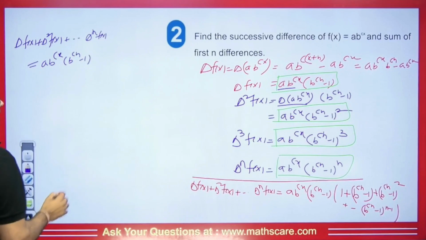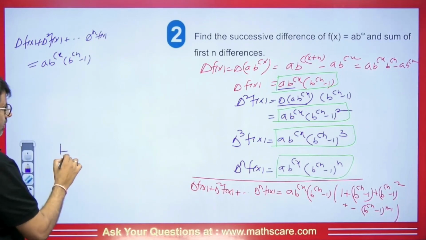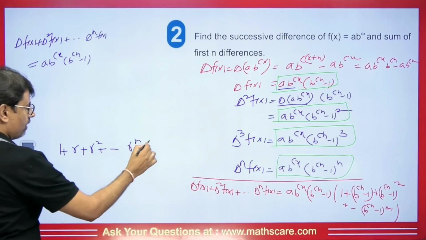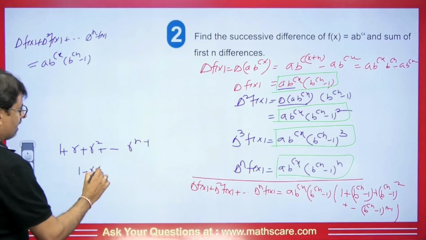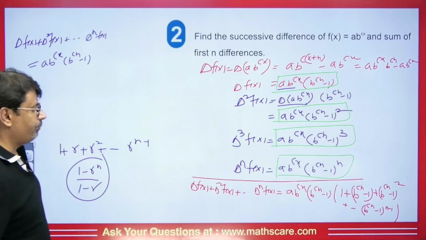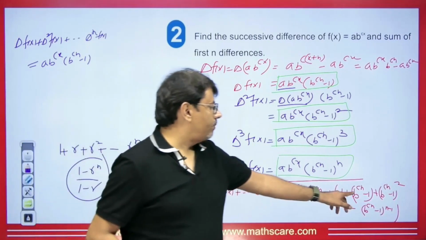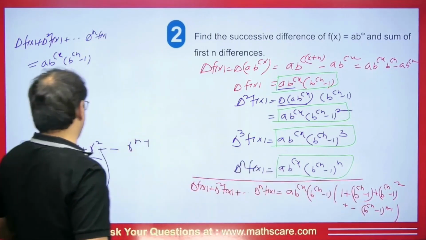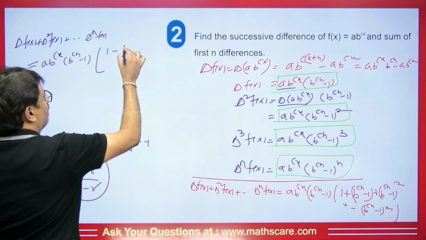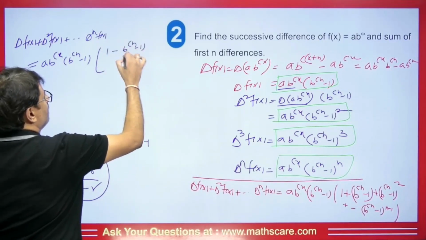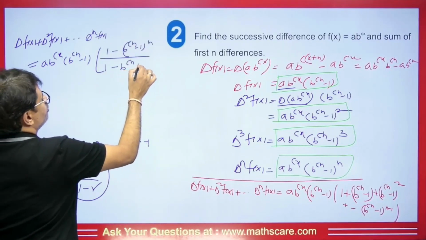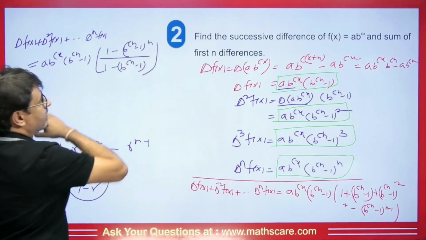Students, whenever we have a series of this type, 1 + r + r² and up to r^(n-1), this will come as (1 - r^n)/(1 - r). This will be the formula we have, where the value of r is B^(Ch) - 1. So this value will be 1 minus (B^(Ch) - 1)^n upon 1 minus (B^(Ch) - 1). Do you understand students?